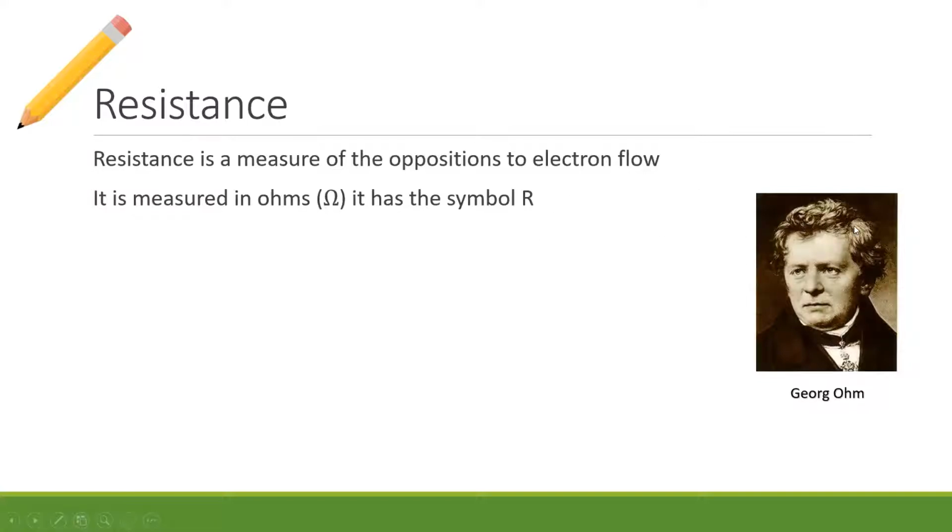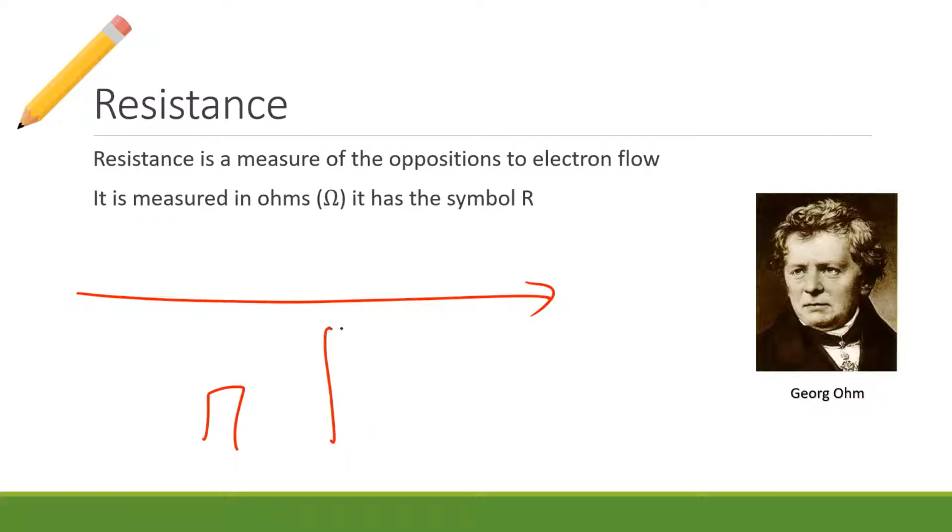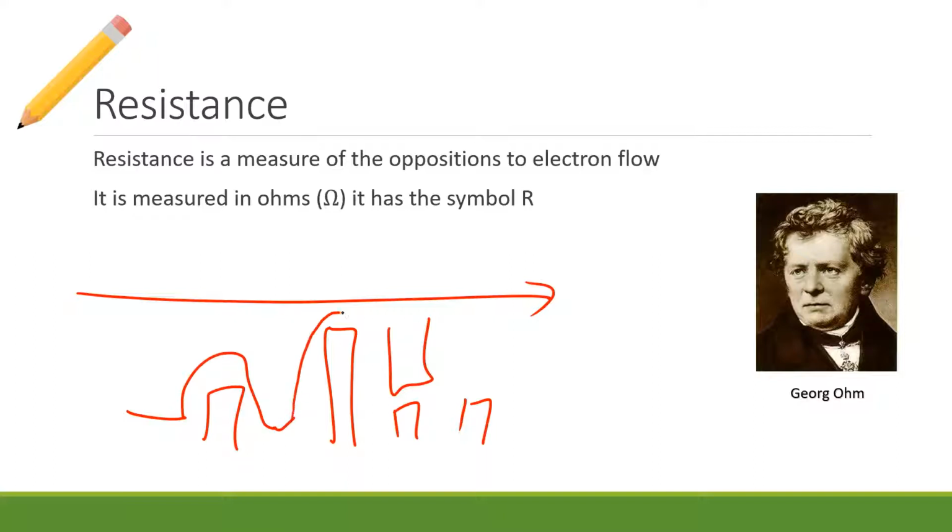Obviously, electrons want to go from one side to the other side. But if you start putting in obstacles to make it challenging for the electrons to get through, then the electron is going to have less energy by the end of the day. This is called resistance. The resistance is a measure of the opposition to electron flow. It's measured in ohms, and that has the symbol R.